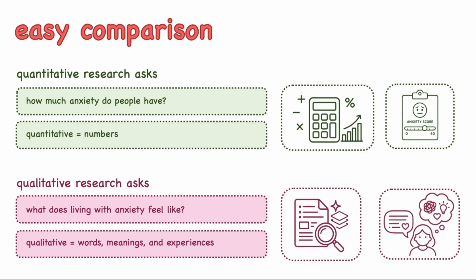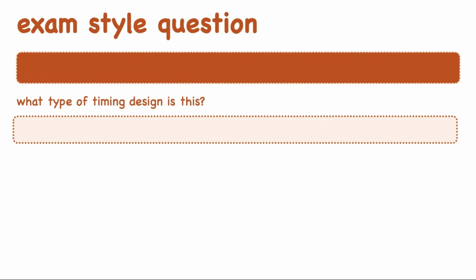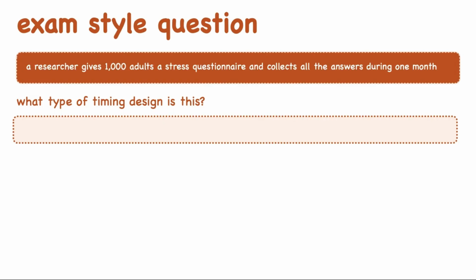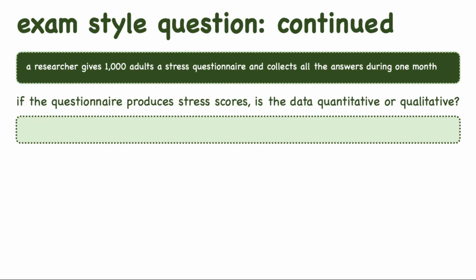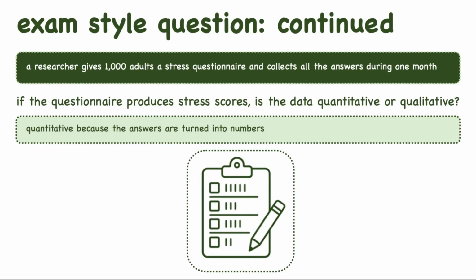Here is an exam-style question. A researcher gives 1,000 adults a stress questionnaire and collects all the answers during 1 month. What type of timing design is this? It is cross-sectional because the data is collected at one point in time. If the questionnaire produces stress scores, is the data quantitative or qualitative? It is quantitative because the answers are turned into numbers.